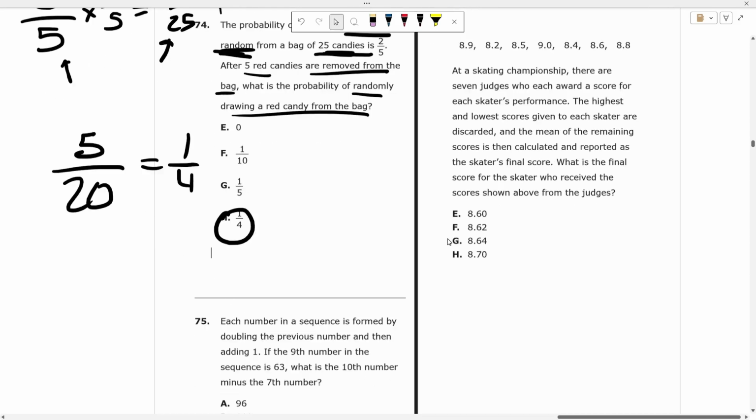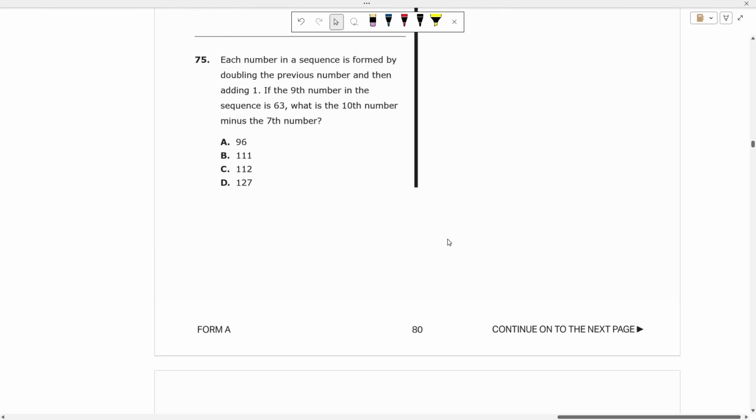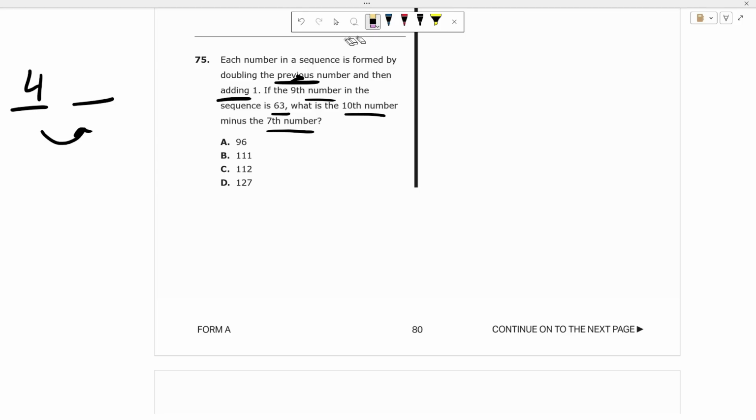Number 75 says that each number in a sequence is formed by doubling the previous number and then adding 1. If the 9th number in the sequence is 63, what is the 10th minus the 7th number? So this is a rule that we follow when we start a sequence. Let's just say that the first number of the sequence is 4, okay? And I want to find the next number. Follow the rule: it's given by doubling the previous number. So doubling 4 is going to be 8. And then adding 1, so 8 plus 1 is 9.